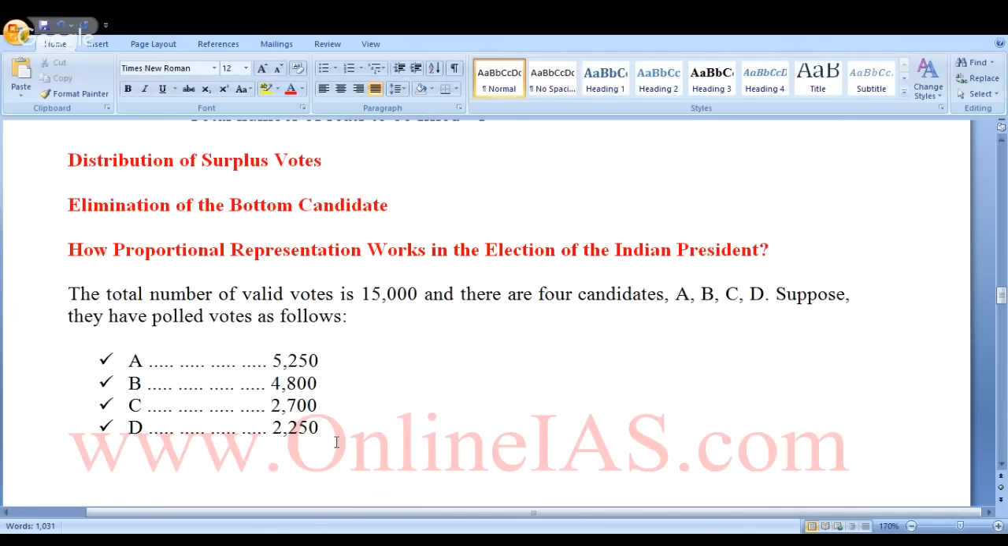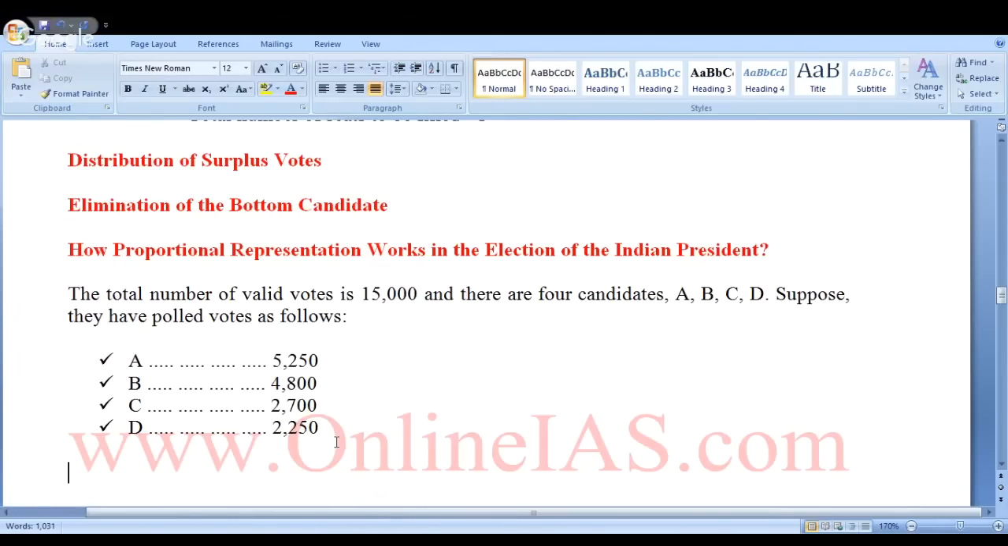You cannot declare somebody got elected here because nobody got 50% plus 1. 50% plus 1 means 15,000 divided by 2 plus 1, meaning somebody should get 7,500 plus 1 minimum. But in this case, nobody got it. Obviously, I cannot decide who got elected.